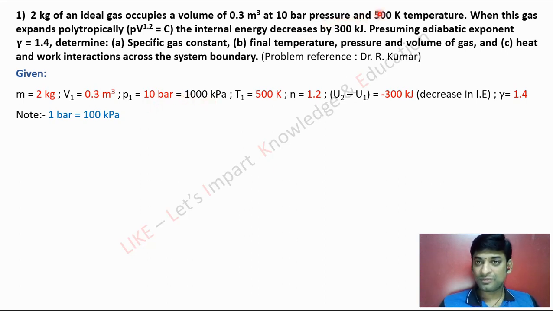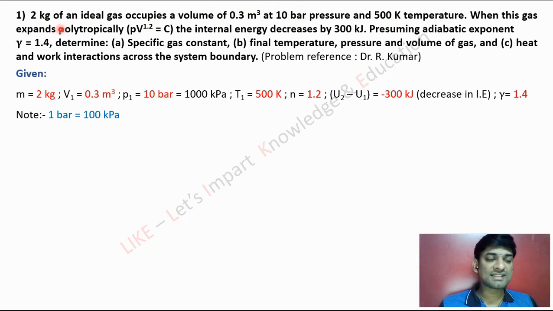And temperature given here is 500 Kelvin. So always temperature should be in Kelvin, so no issues at all. We can straight away write this as T suffix 1 is equal to 500 Kelvin. So let me tell you the units once again. Mass should always be in kilogram. Volume should always be either in meter cube or meter cube per kilogram. Pressure should be in kilopascal and temperature should be in Kelvin.